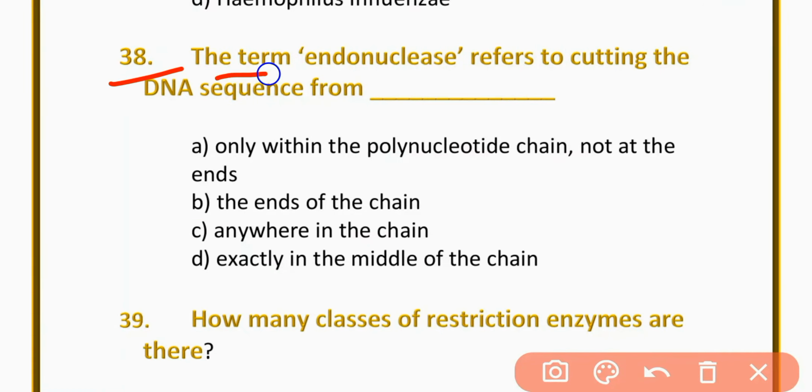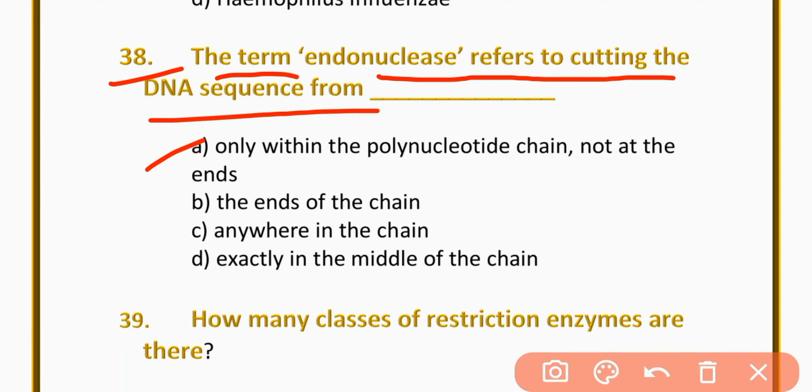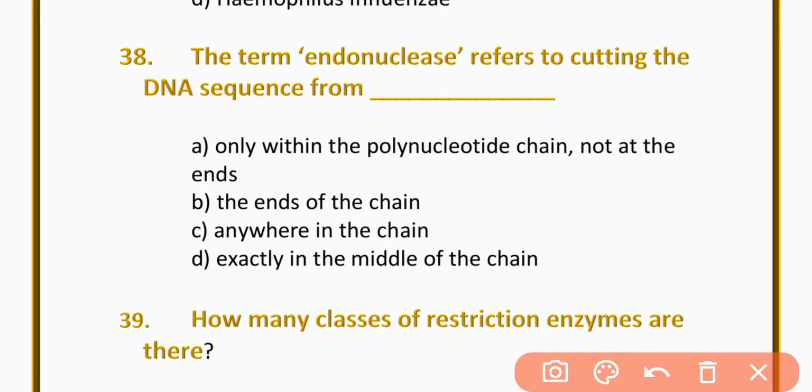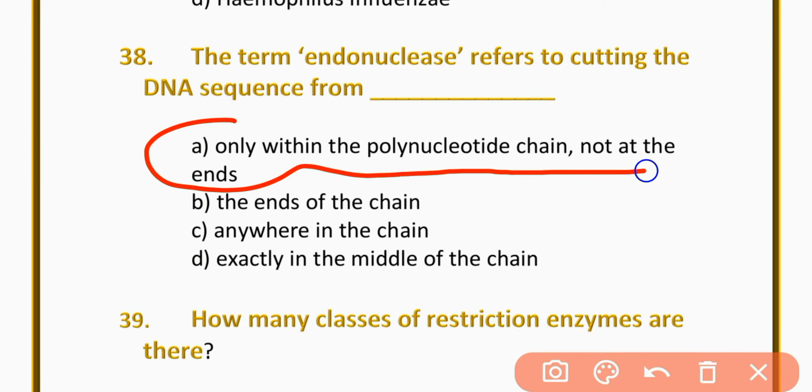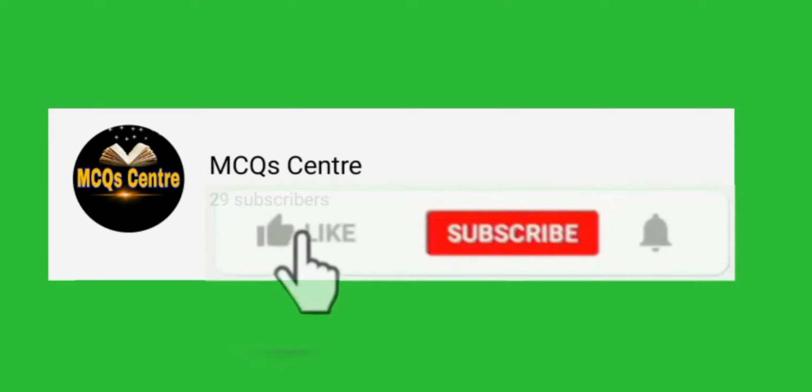38. The term endonucleases refers to cutting the DNA sequences A, only within the polynucleotide chain, not at the end. B, ends of the chain. C, anywhere in chain. D, exactly in middle of the chain. The correct option is option A, only within the polynucleotide chain, not at the end.